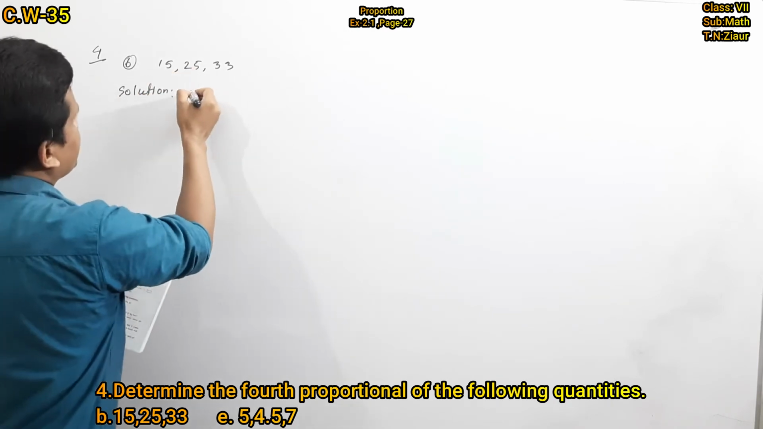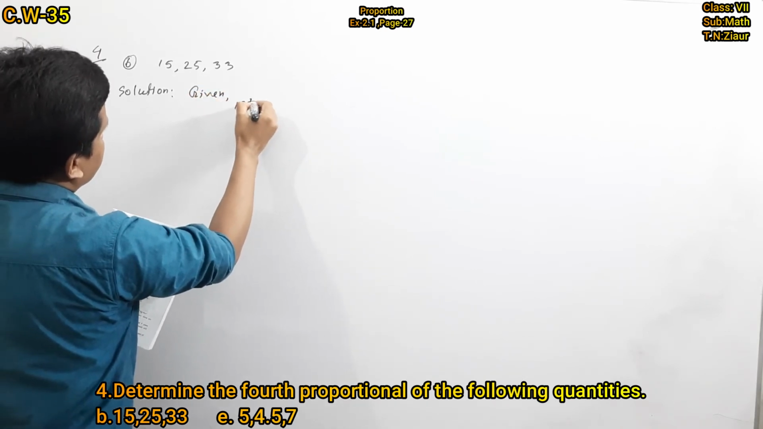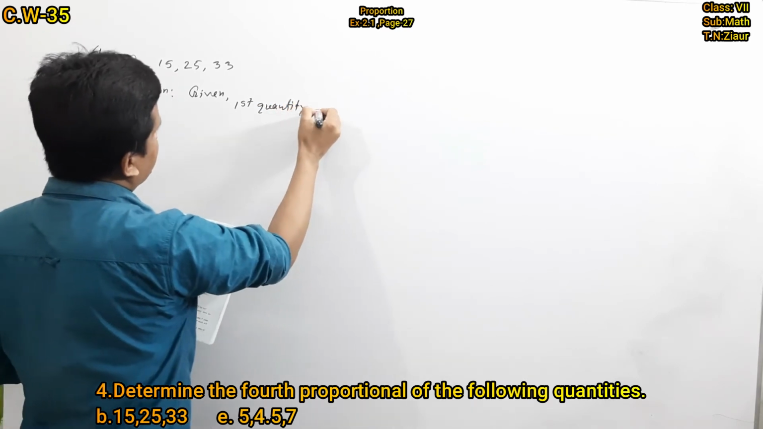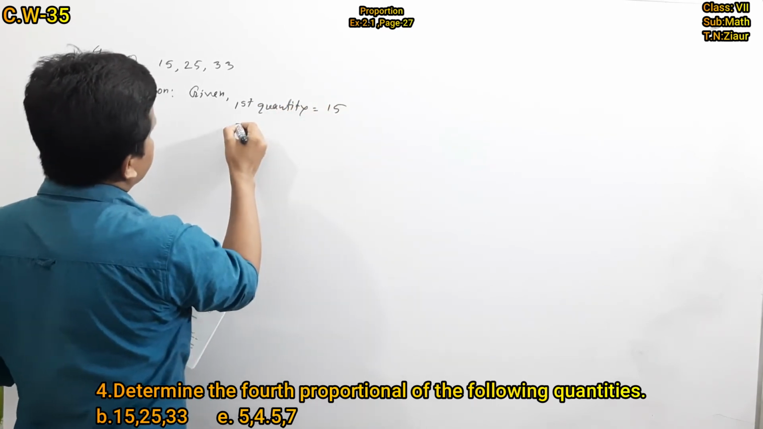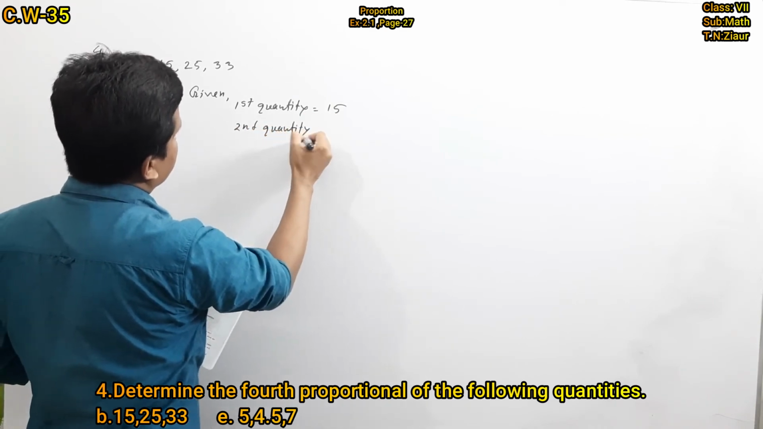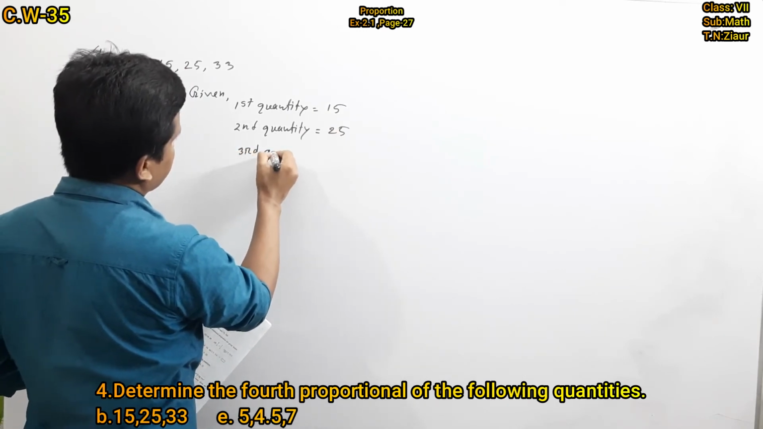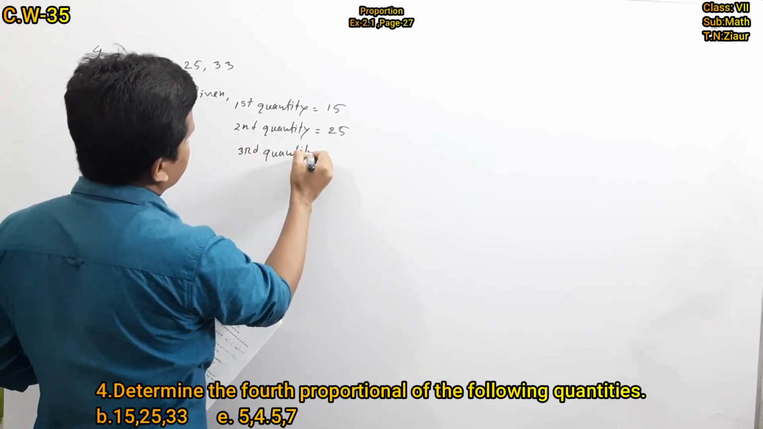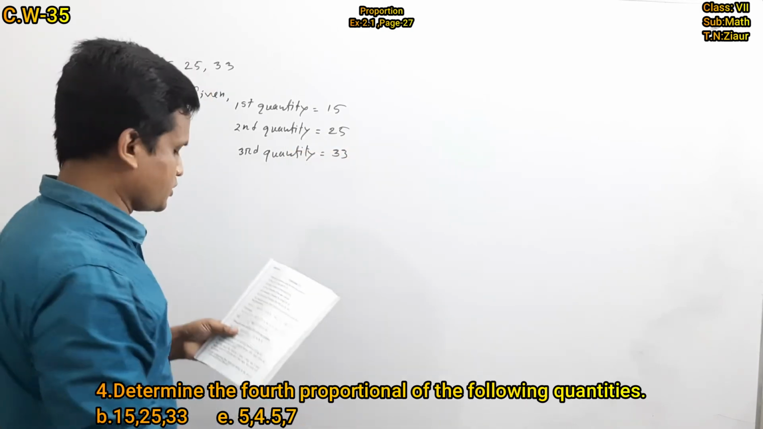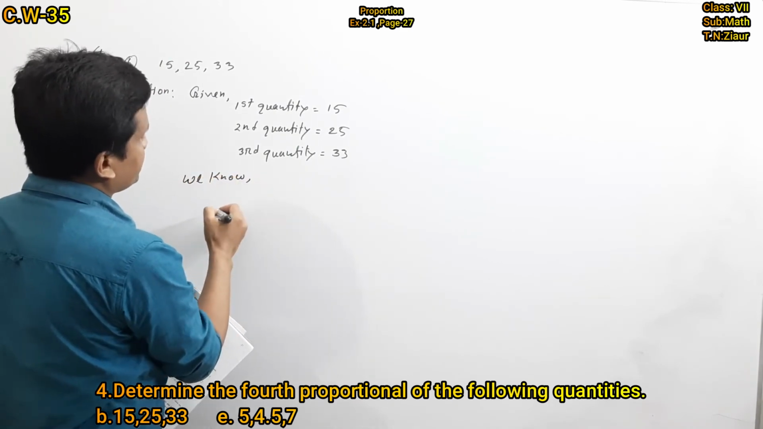Given, which one is given here? First quantity here is given 15, second quantity is equal to 25 and third quantity is equal to 33. Okay, in the rule of 3, if we want to find the fourth quantity, I have already given the formula, right?